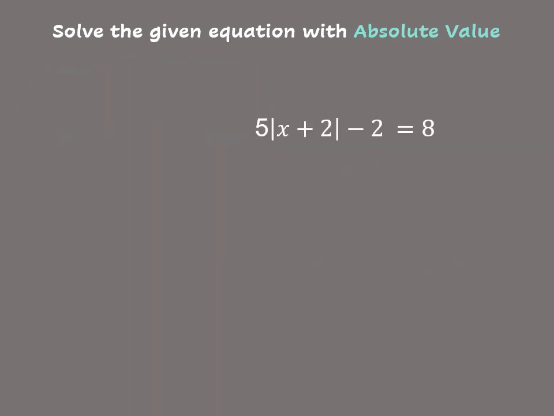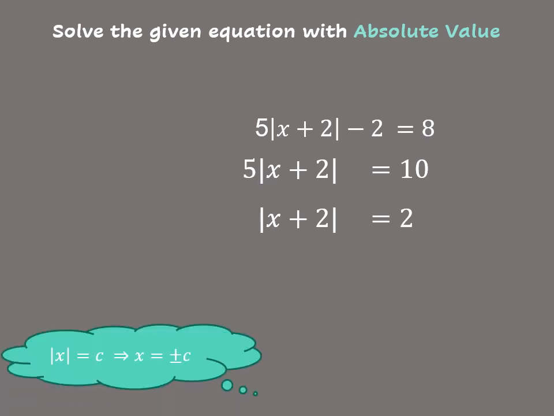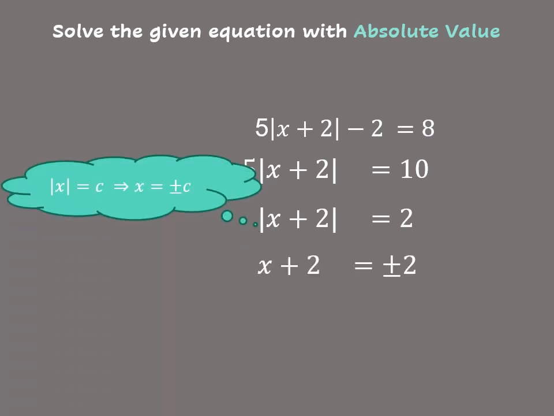Another example, we need to simplify first. So we're going to start by adding 2 on both sides, then divide by 5 on both sides. Now we're going to set x plus 2 equal to plus or minus 2. Solve for x. Therefore, x equals 0 or x equal negative 4.